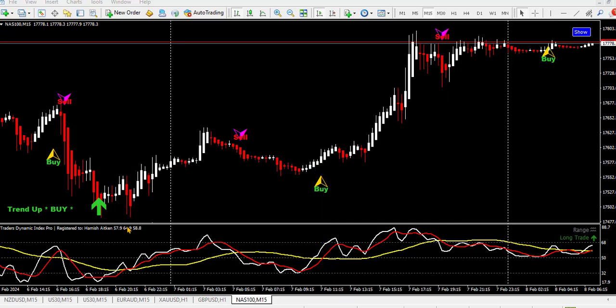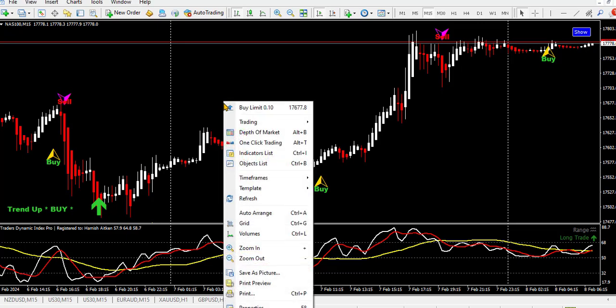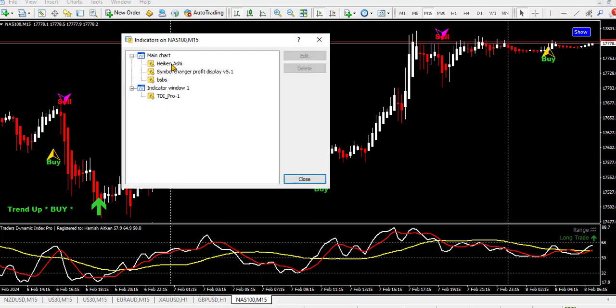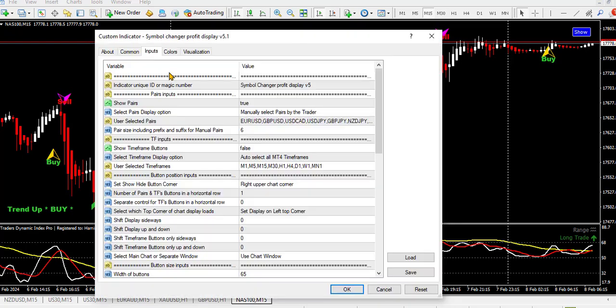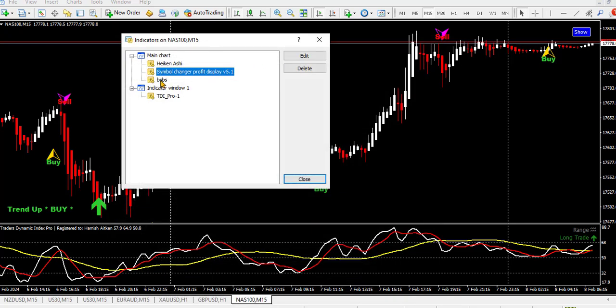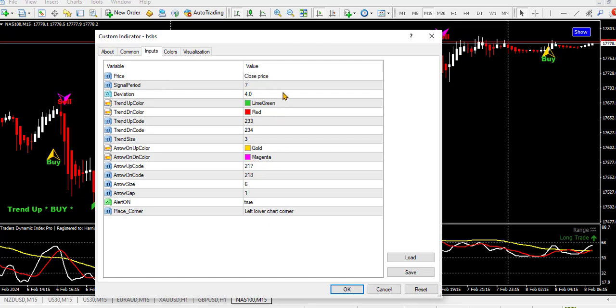Now let me show you all the indicators I use for this particular winning strategy on MetaTrader 4 and on regulated forex brokers. And let me show you the settings. I use a Heiken Ashi indicator, just the candle, the red and the white candle, and the symbol changer, just to watch a few forex pairs. And this indicator, the BSB indicator, these are the values. Just make sure you pause the video or you use my template and set it up.